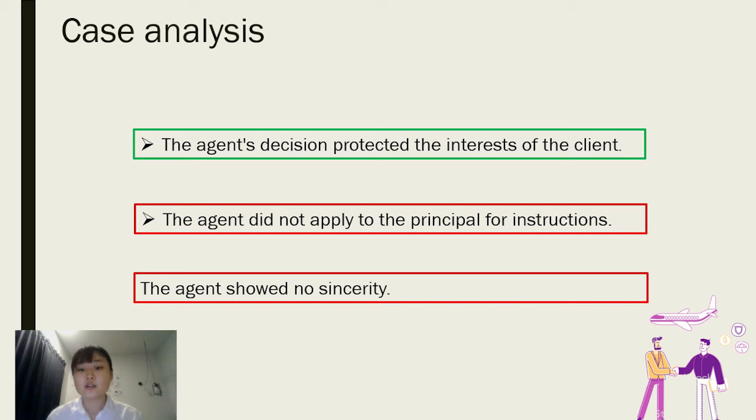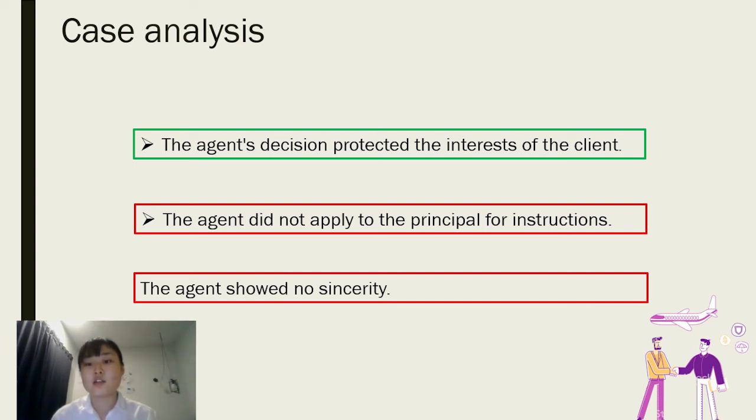Second, the tomato rot was not just due to the bad weather. The agent's staff strike also caused the transport delays and the tomato rot. At this point, the agent didn't show good faith and sincerity.